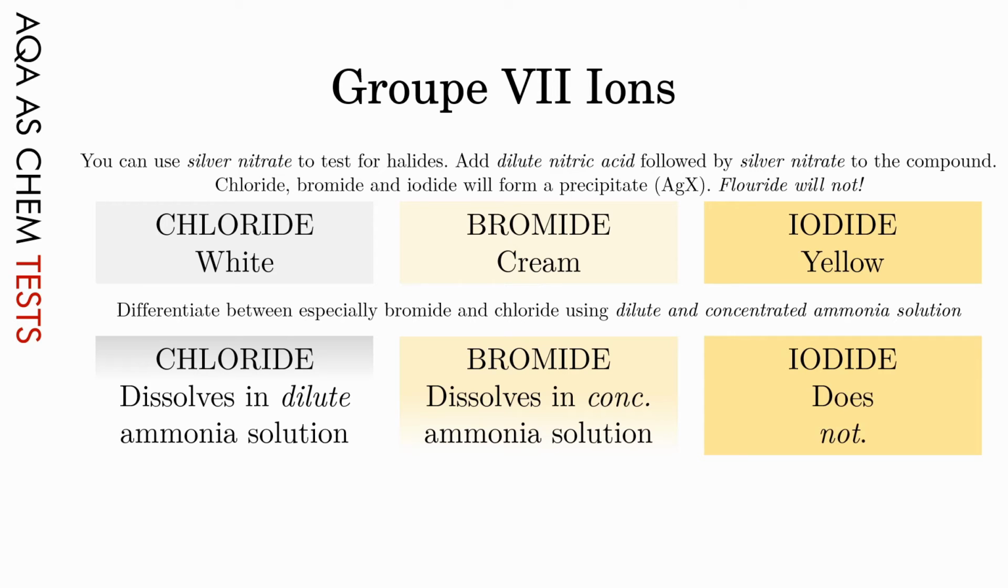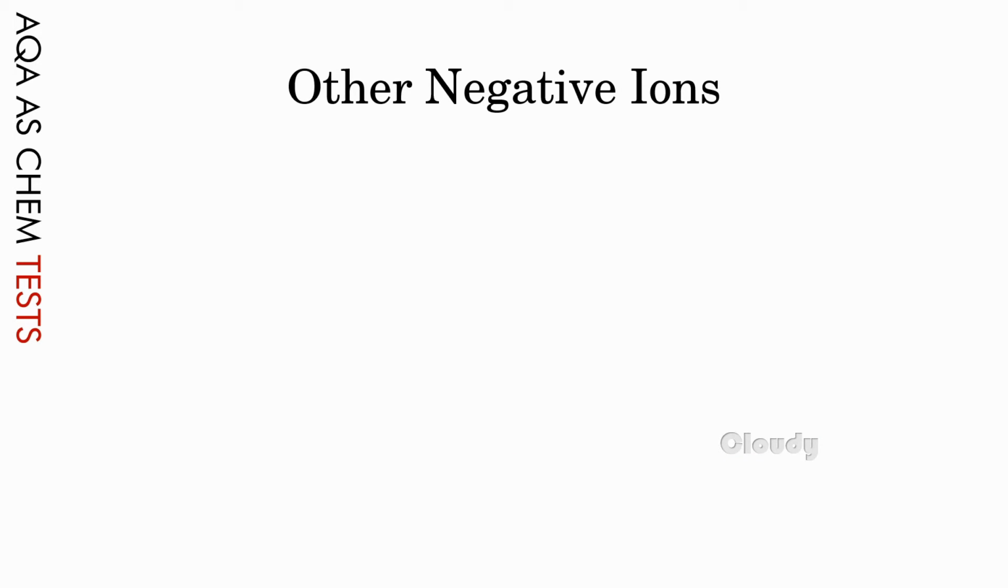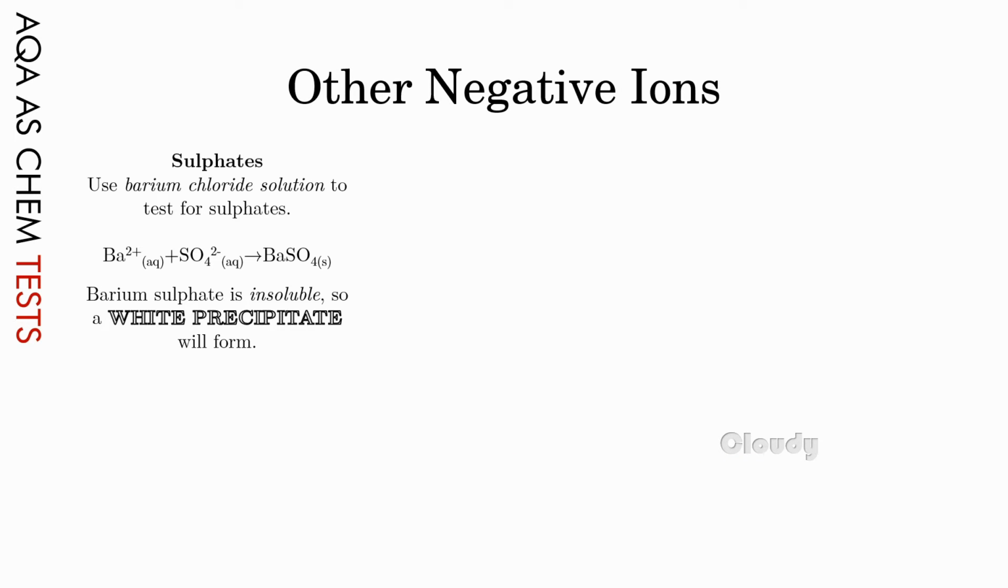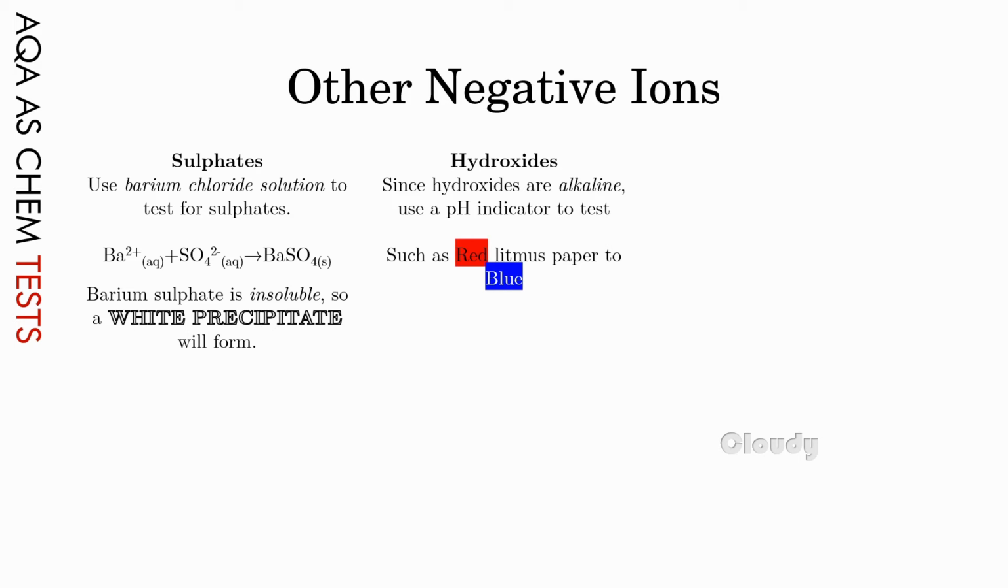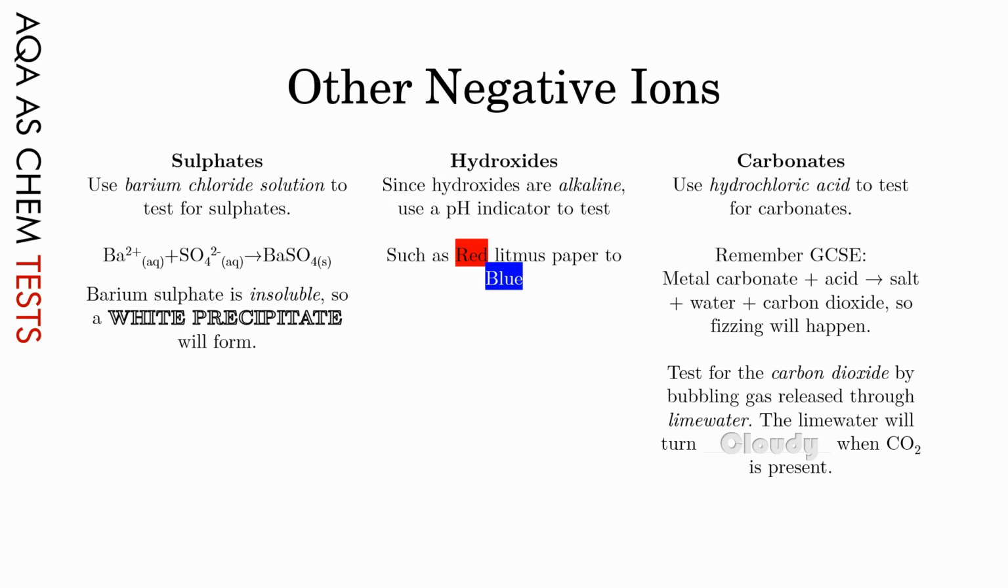So, finally we move on to the other negative ions, such as the sulfates, for which you use barium chloride, which the barium ion in the barium chloride will react with the sulfate to make barium sulfate, which is insoluble and white precipitate. For hydroxides, well, they're alkaline. You just pH indicator them. Yep. That's what the book says. Pretty simple.